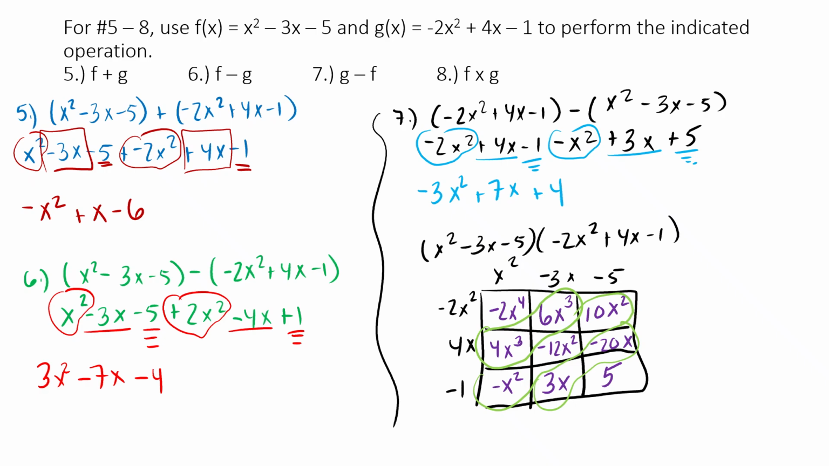And what is my final answer here? So we have negative 2x to the fourth plus 10x to the third. Oh, the best way to do this is going to be what? Negative 3x squared. Okay, minus 17x plus 5.